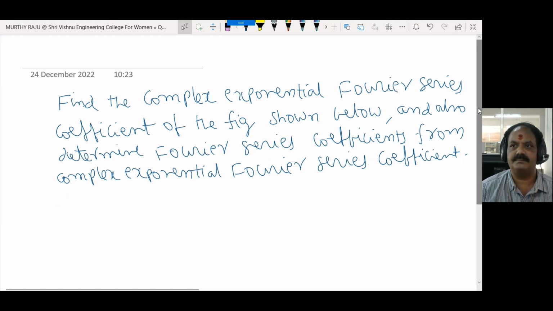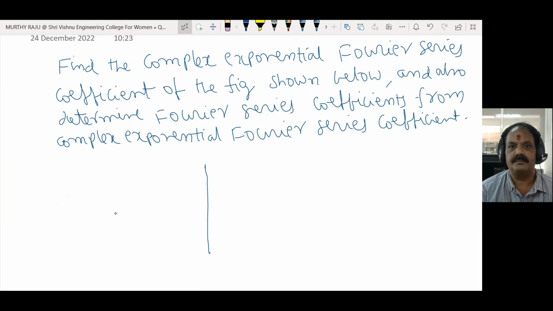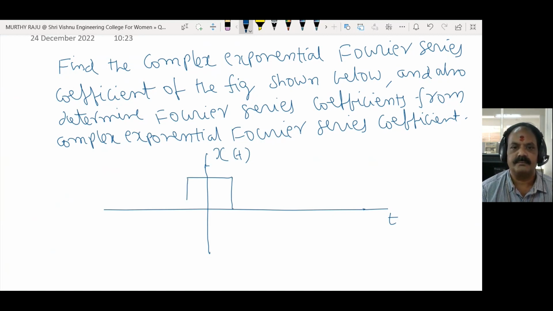This is the statement. The waveform is here. This is the waveform. This is the t-axis, x of t. The waveform is like that.